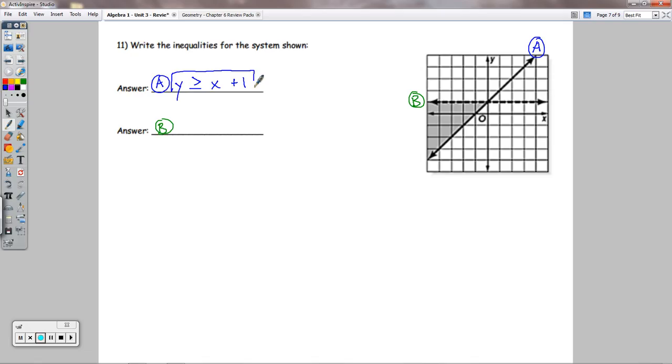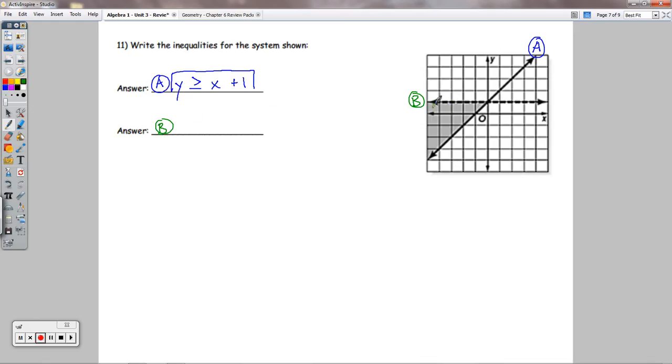Y is greater than or equal to x plus 1. That is what represents that line that is shown there. We're shading above, so it has to be greater than or equal to that.